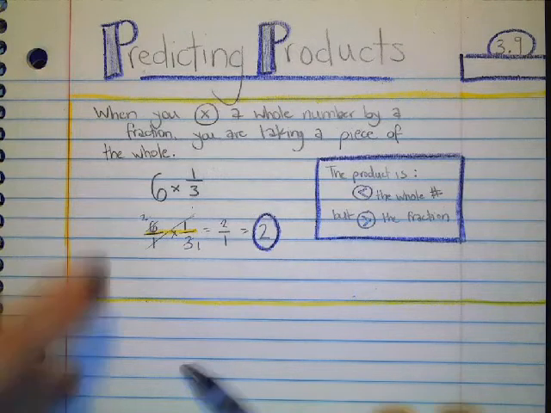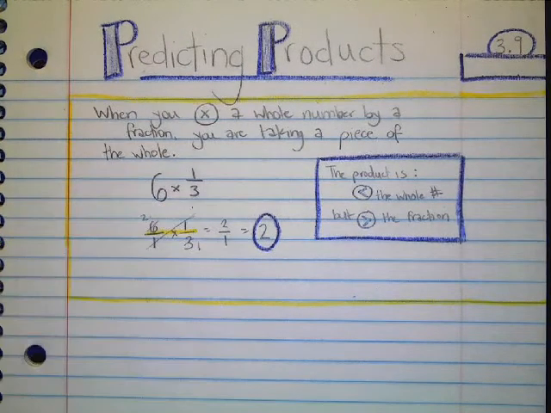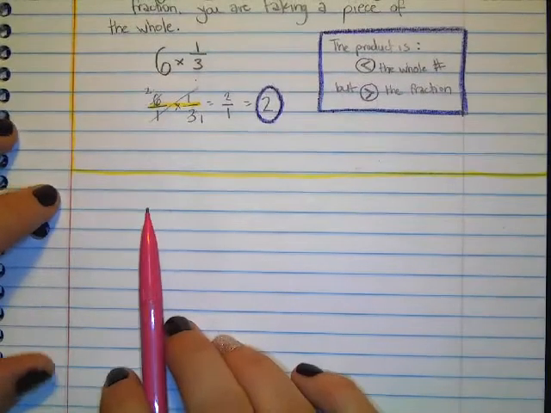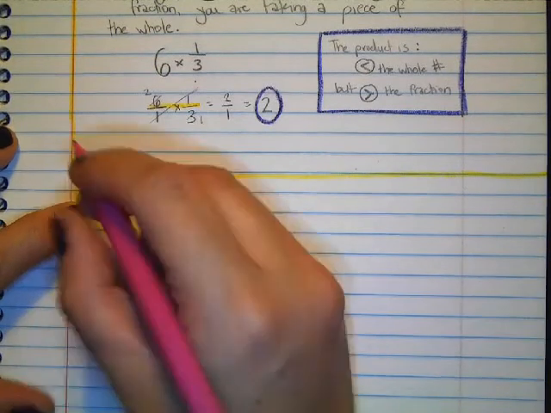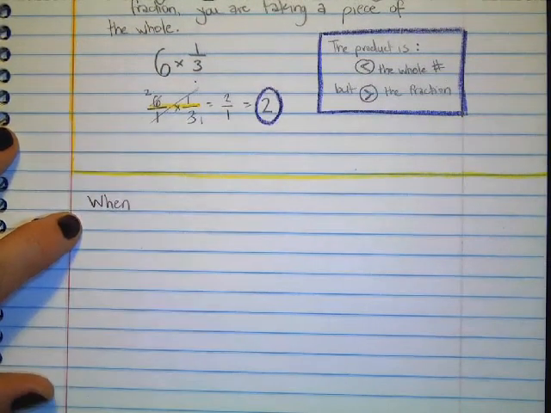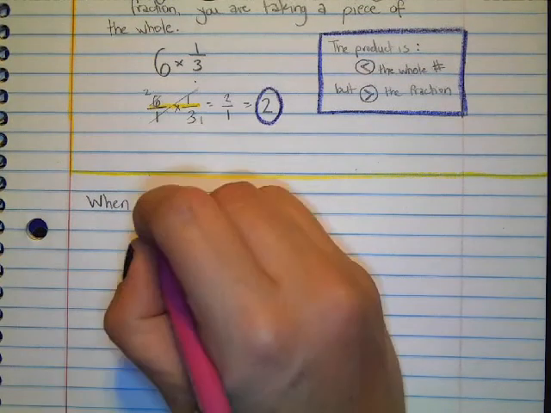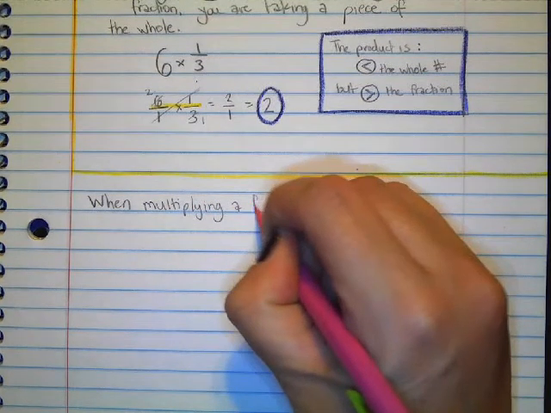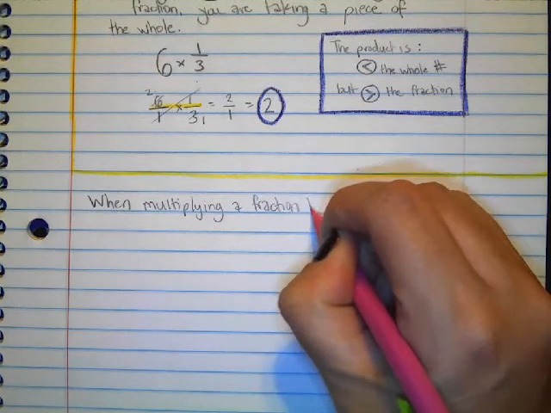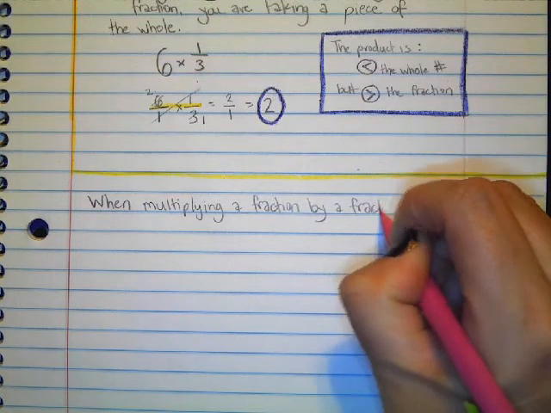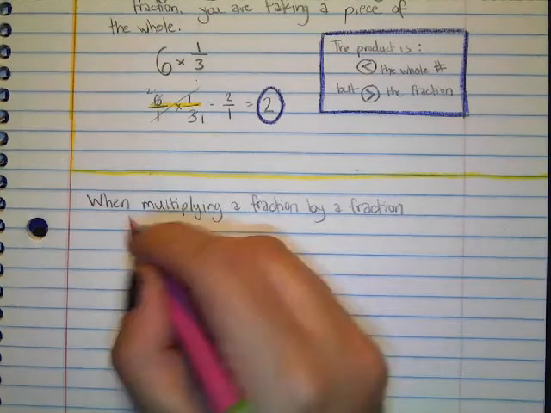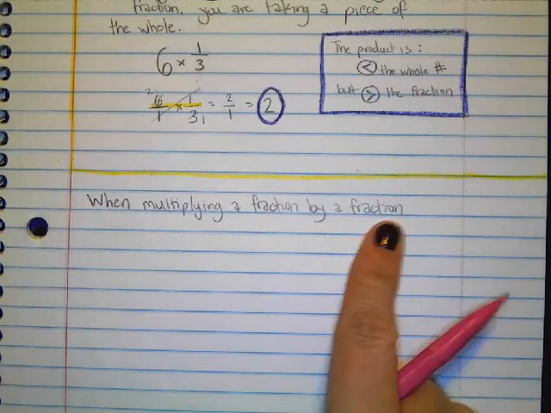So the next prediction we're going to make is not with a whole number and a fraction, but it's a fraction of a fraction. So in the next yellow box we're going to make, we'll draw the yellow box at the end, let's write the new scenario. The new scenario is when multiplying a fraction by a fraction. Well, what does that mean, a fraction by a fraction? It's taking a fraction times a fraction. So it might look something like this. Well, we're actually going to finish the statement and then we'll write that.